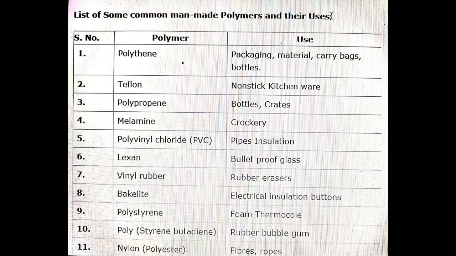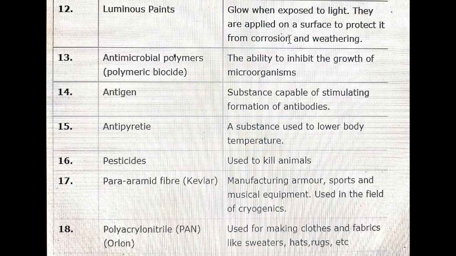Polystyrene is used for foam, thermocol. Then polystyrene butadiene is used for making rubber, bubble gum. Next is nylon, used for making fibers and ropes. Then next is luminous paints, used to glow when exposed to light. They are applied on a surface to protect it from corrosion and weathering.